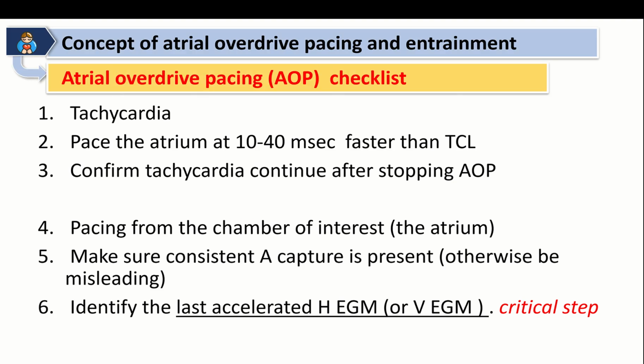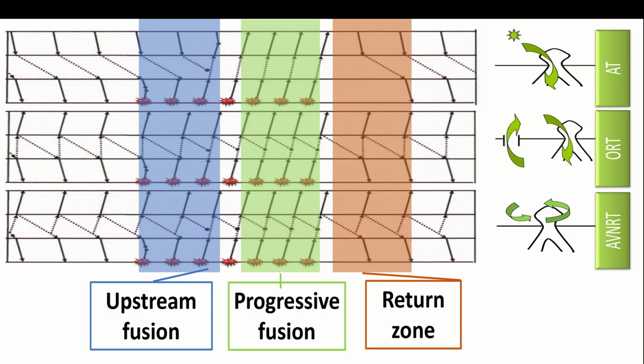The checklist of atrial overdrive pacing. Tachycardia should be there. Pace the atrium at 10 to 40 milliseconds faster than tachycardia cycle length. Stop pacing and confirm tachycardia continues. When you pace, you should pace from the atrium and make sure of consistent atrial capture. Then the most critical step, you should identify the last accelerated and captured His and V.